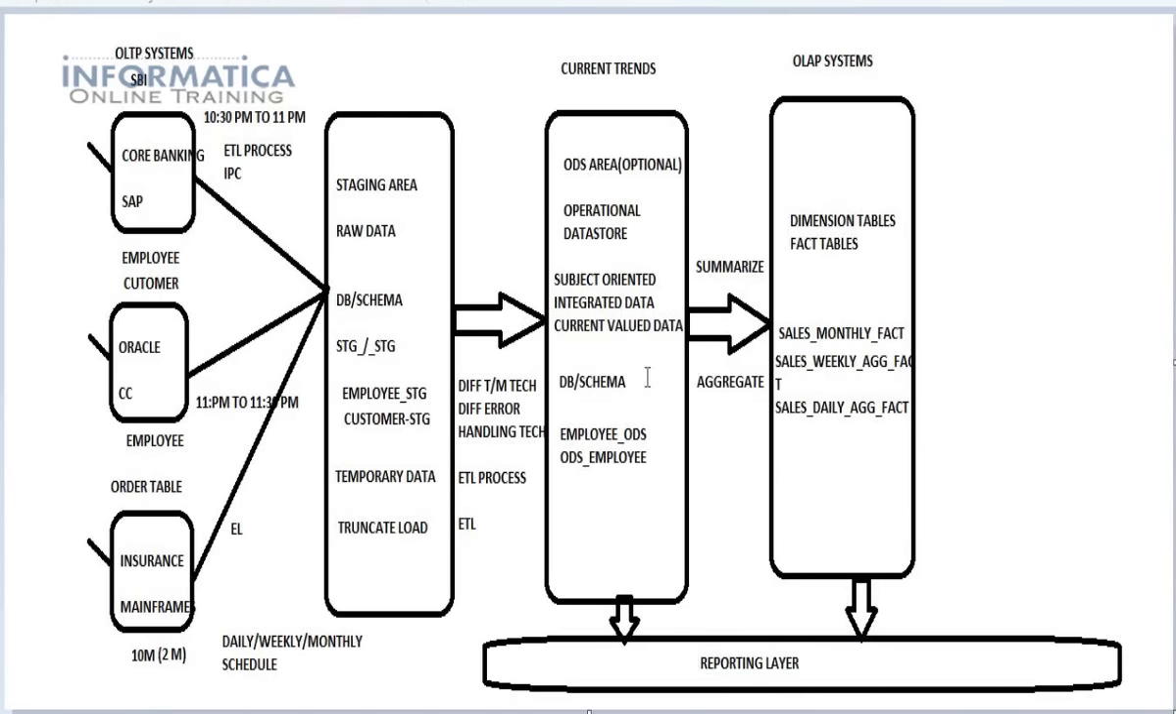BA layer or the reporting layer. Okay, so from the OLAP system, when I say OLAP, it is nothing but the enterprise data warehouse. The enterprise data warehouse contains the information about the sales. It contains information about finance. It contains information about operations, HR. So it contains the information about all the subject areas.